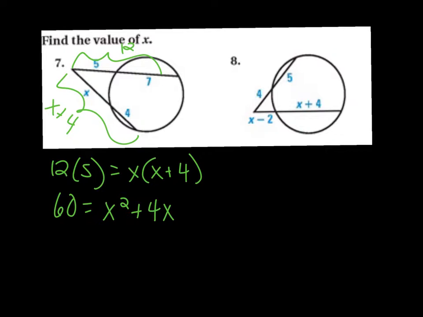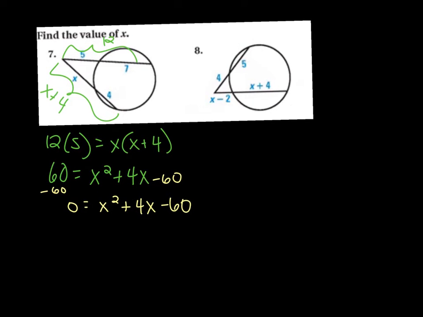And then again, as soon as you see that there's a squared term and a non-squared term, you're going to want to get everything to one side. So 0 equals x squared plus 4x minus 60. The fact that it's a minus 60 tells me there's going to be 1 plus and 1 minus. The plus in the middle tells me that the larger one's going to be positive, but I want them to be 4 apart. So what 2 numbers multiply together to give you negative 60, and when you add them, you get 4?